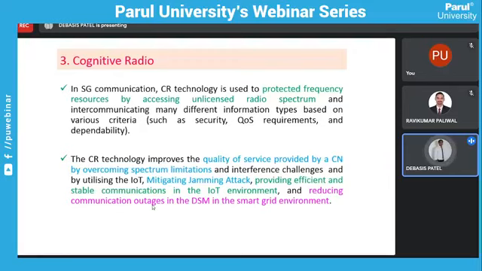Now, cognitive radio also provides protection of frequency resources by accessing unlicensed radio spectrum. Whatever information comes has some frequency and it has some license. So whenever cognitive radio is there, whatever frequency comes has a license version. Whenever your frequency comes with some license, it will provide better protection. So you can go into cognitive radio in detail to advance your research.